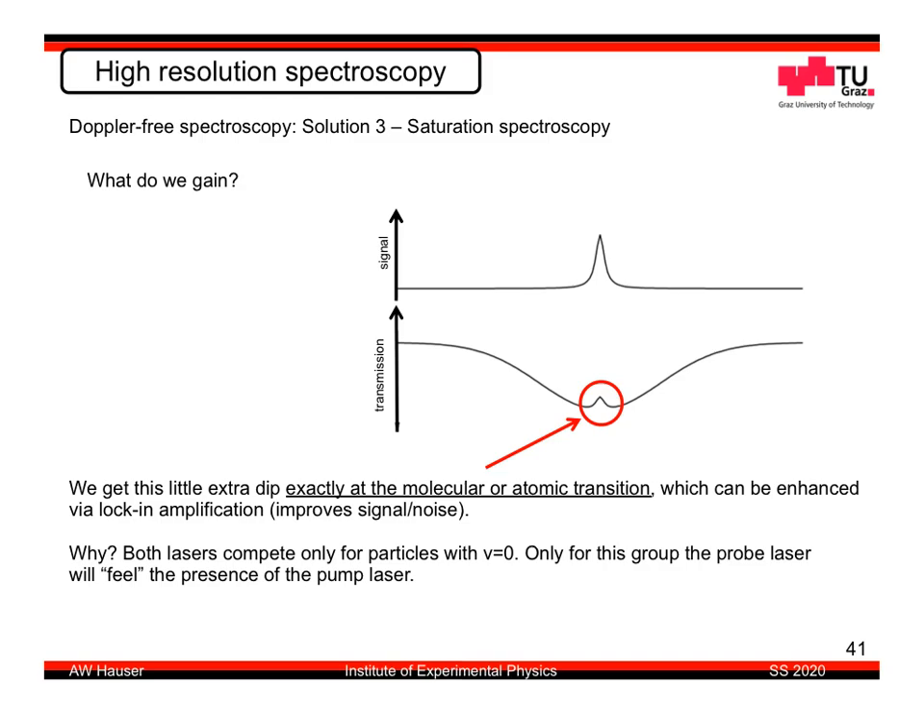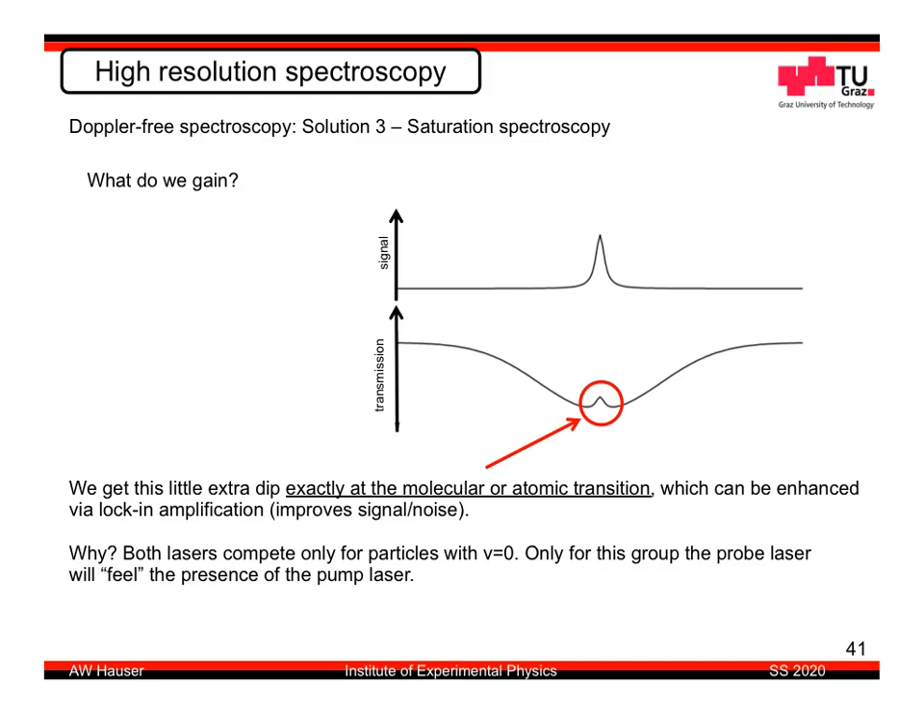We can now further improve the signal to noise ratio in this experiment by doing the following. We can also start to chop the pump beam. The pump laser is modulated, for example, through, you think of a fan that periodically cuts or chops into the laser beam. And we now look at the signal of our transmission of the probe beam as a function of this modulation, because only if the pump laser is on, this effect should occur.